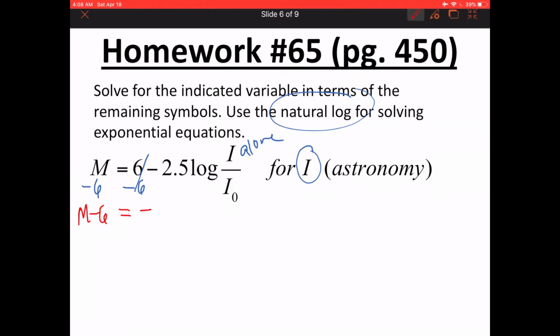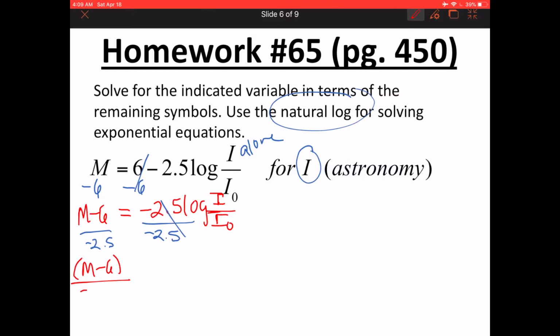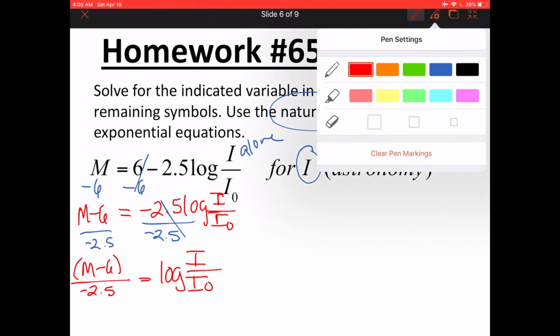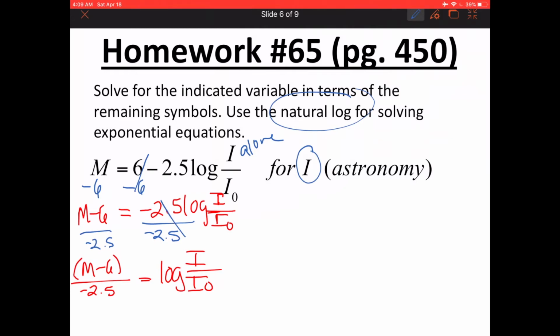So that's going to be my first step. M minus 6 equals negative 2.5 log of I over I sub 0. So now from here, I see if there's anything I can add or divide. I can divide that negative 2.5. So I divide both sides by negative 2.5. So now on the left, I have m minus 6 divided by negative 2.5 equals log of I over I sub 0. Remember the default base that they're not showing us is base 10.